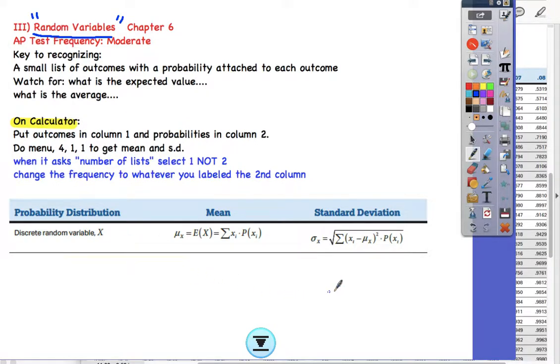So here are what the formulas look like. These are on your formula sheet, but you might want to write them down, maybe if you're making your own formula sheet. This is the formula for the mean of a random variable. This is the formula for standard deviation. If they want variance, just remember that variance is the standard deviation squared. So you would just take all of this and square it.